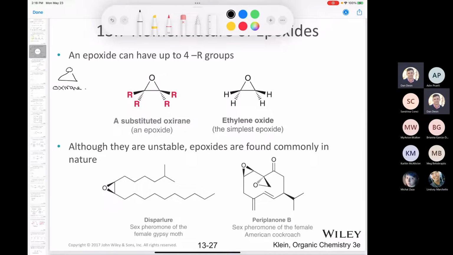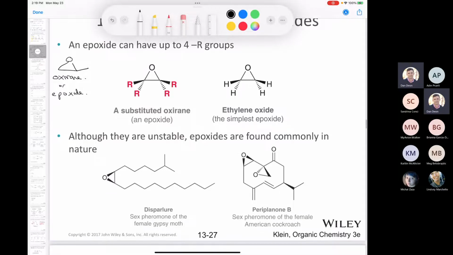And if I have a substituent on an oxirane, then I can name that as a substituted oxirane. But I can also view it from the point of view of the longest carbon chain, and it's like a functional group coming off of the carbon chain. In that case, I call it an epoxide. So oxirane or epoxide. And that will become more clear as we move along. So we can have substitution on our oxirane. We can have up to 4 R groups on it.